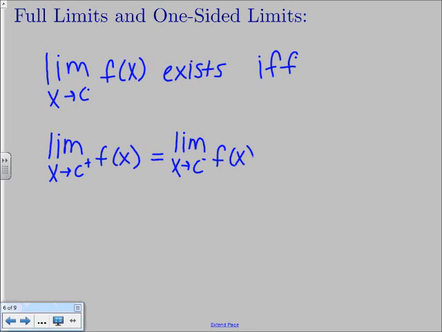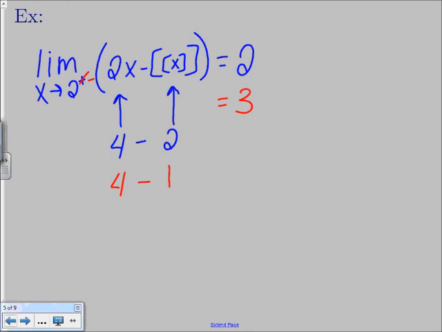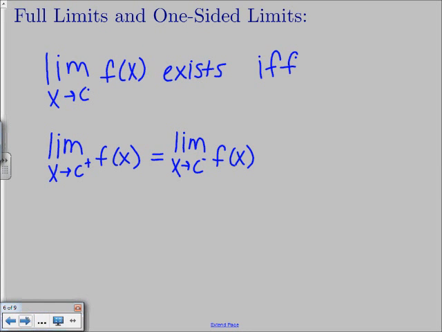So your right and your left-hand limits have to exist for that c value, and they don't just have to exist, they have to be equal to the same value. So what you saw in our last one, the limit from the right and the limit from the left were not equal to each other, but they both existed. So our full limit as x approaches 2 for the last example would not have existed.